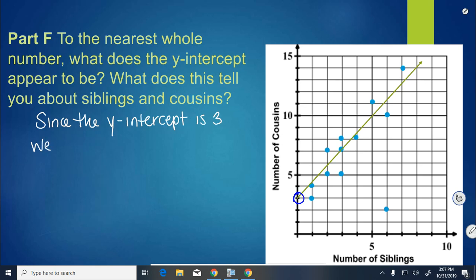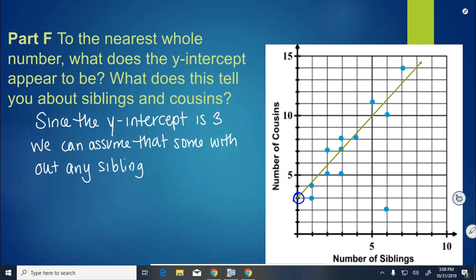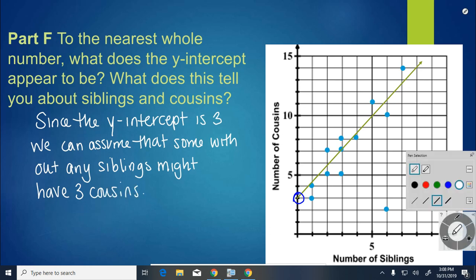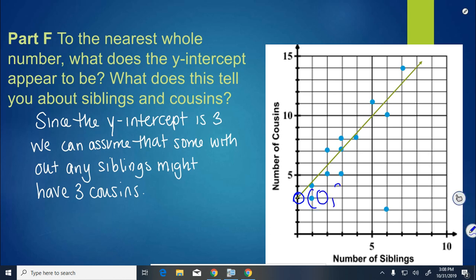we can assume that someone without any siblings might have, because we're making a prediction, 3 cousins. And that makes sense because that point there is 0, 3. 0 matching with number of siblings and 3 matching with number of cousins. So we relate that back to the y-intercept, being that somebody without any siblings has 3 cousins.